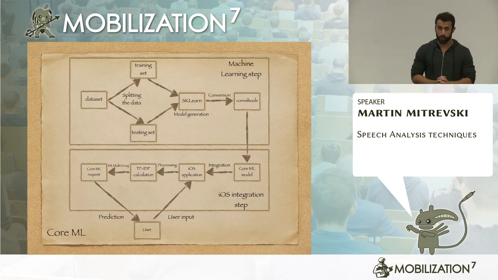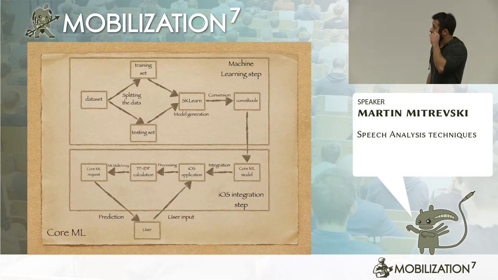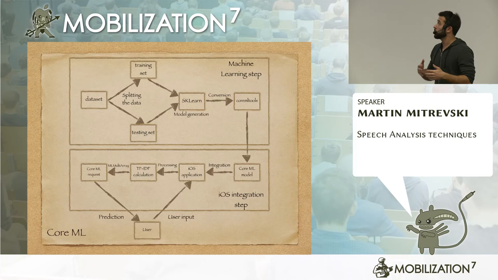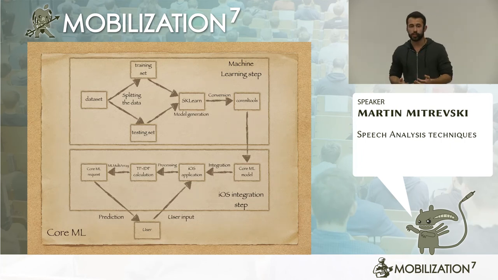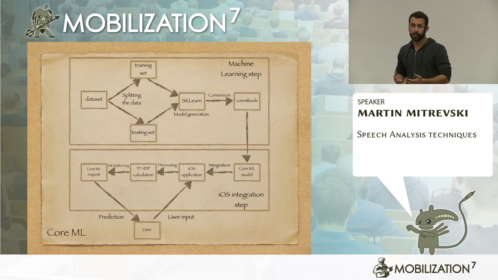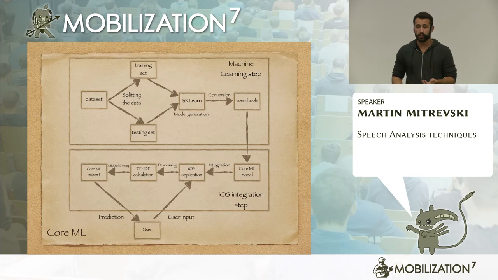So how does Core ML work? In order to integrate it properly, you will need two steps. The first step is the machine learning step. And here, if you're only a developer, you will probably not be able to do this by yourself. You will need a data scientist, a researcher, who will find the proper data set, which will be used to train the model. Then he needs to split the data into a testing set and a training set.